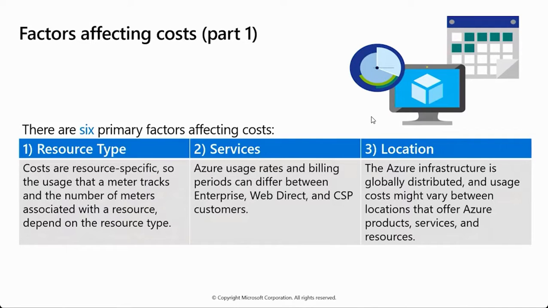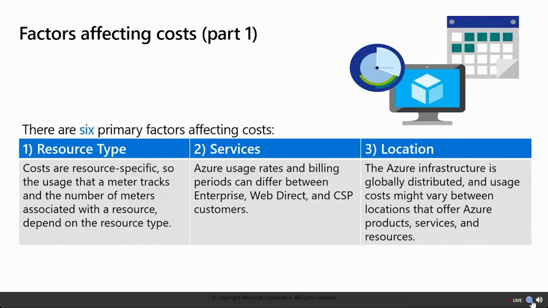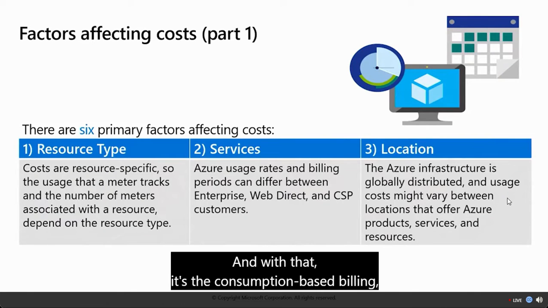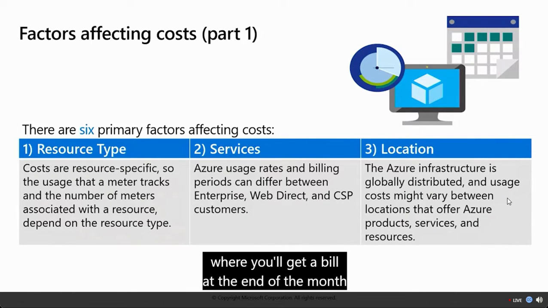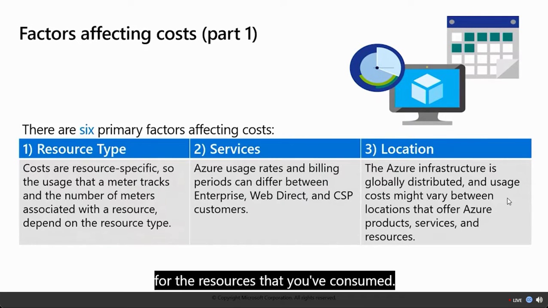Usually with web direct customers, there is no type of discount associated with that. So you're paying full retail pricing. And with that, it's the consumption-based billing where you will get a bill at the end of the month for the resources that you consumed.